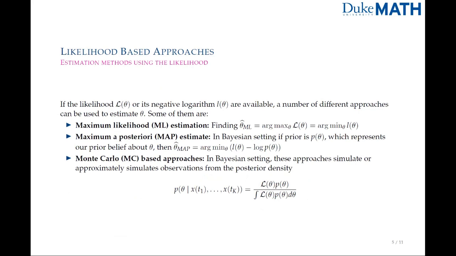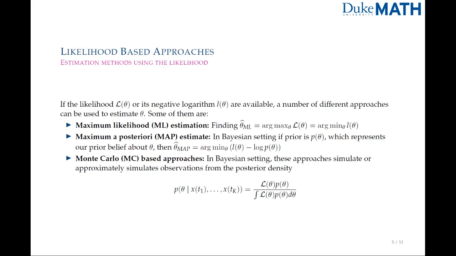Next, the other thing is the maximum a posteriori estimate, which is used in a Bayesian setting, where we have a prior on theta, which represents our prior belief on where theta lies. So the maximum a posteriori estimate, or the MAP estimate, is very much like the maximum likelihood estimate, except there is a small correction term, which is the prior.